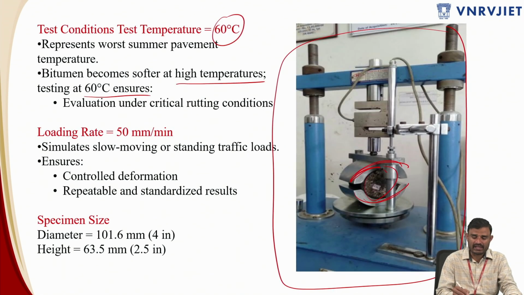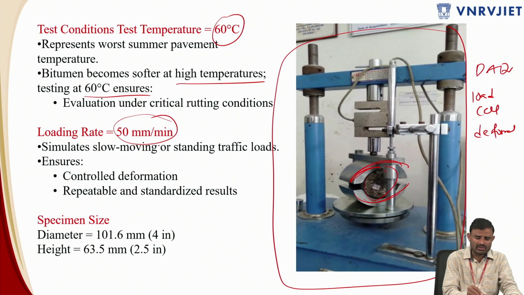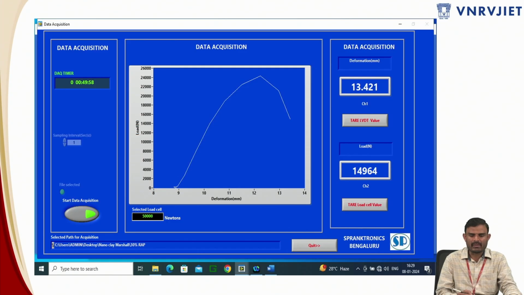So this is a representation of high temperature conditions, and the rate of loading is 50 mm per minute. You have a DAQ, a data acquisition system, where you get the load cell. One cell will denote load and another will denote deformation. This is the constant deformation loading rate you are adopting, and this is the diameter and thickness of the sample. Now I keep applying the load, and the sample takes some load. While it takes load, there is also some deformation in the sample, which will be captured in a graph like this.